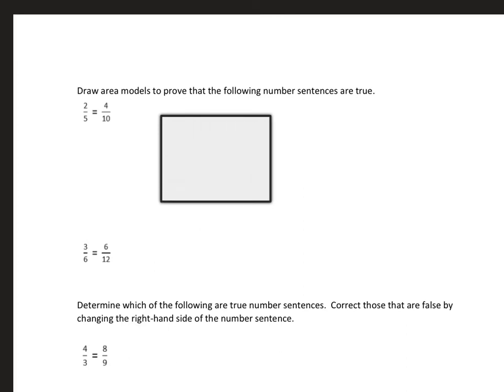Okay, so I know I'm going to have 5 units altogether because 5 is my denominator. I can shade in 2 pieces because 2 is my numerator. All right, and now I have 2/5. Now I need to make this show 4/10. So I need to think, okay, how can I make this have 10 pieces using horizontal lines?